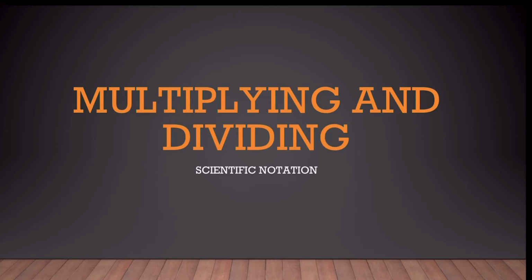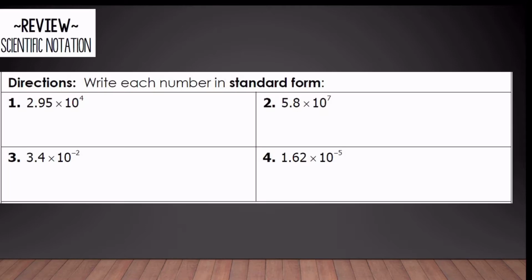Okay, now that we spent some class time practicing scientific notation, we can use those features to quickly multiply and divide large or small numbers using exponent laws as well. So let's go through and review a bit. How do I get something in scientific notation to standard form?